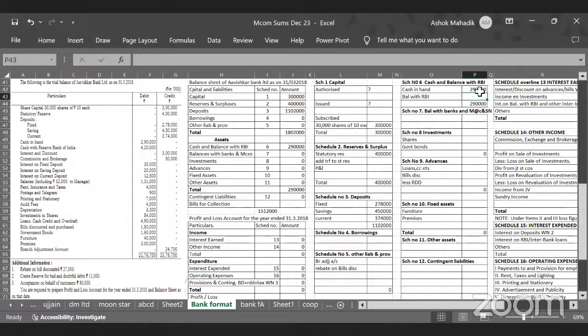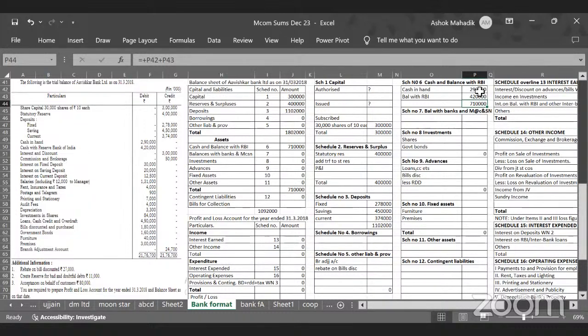Then cash with RBI. It is along with cash in hand only, 4,20,000. So total will directly go to schedule number 6 in the balance sheet. If any adjustments are there, we'll take care of that. So net value will go to balance sheet or P&L as the case may be.